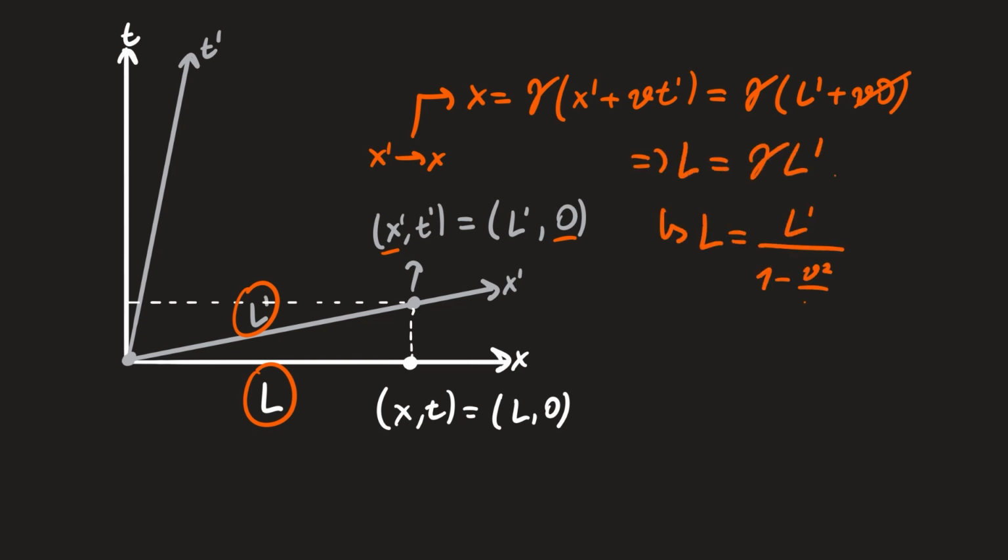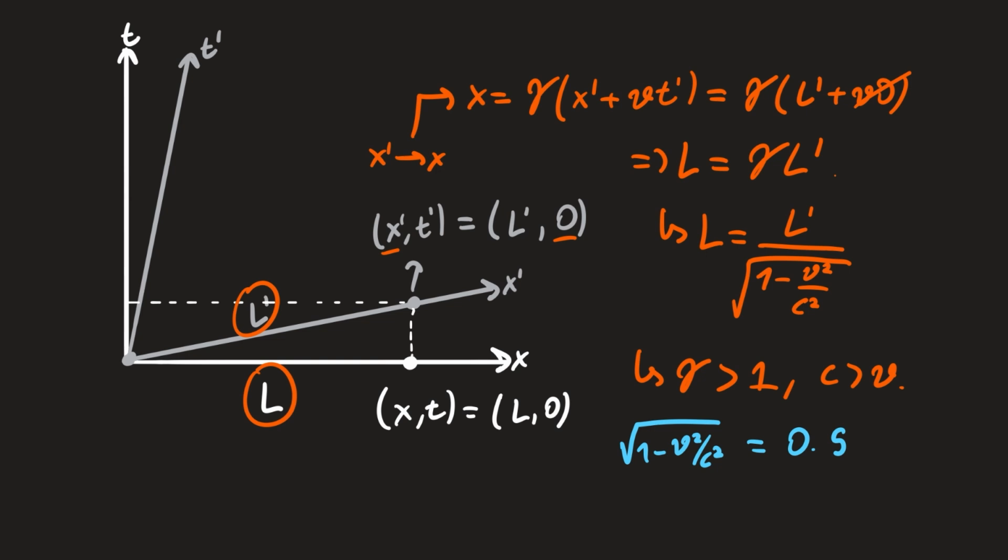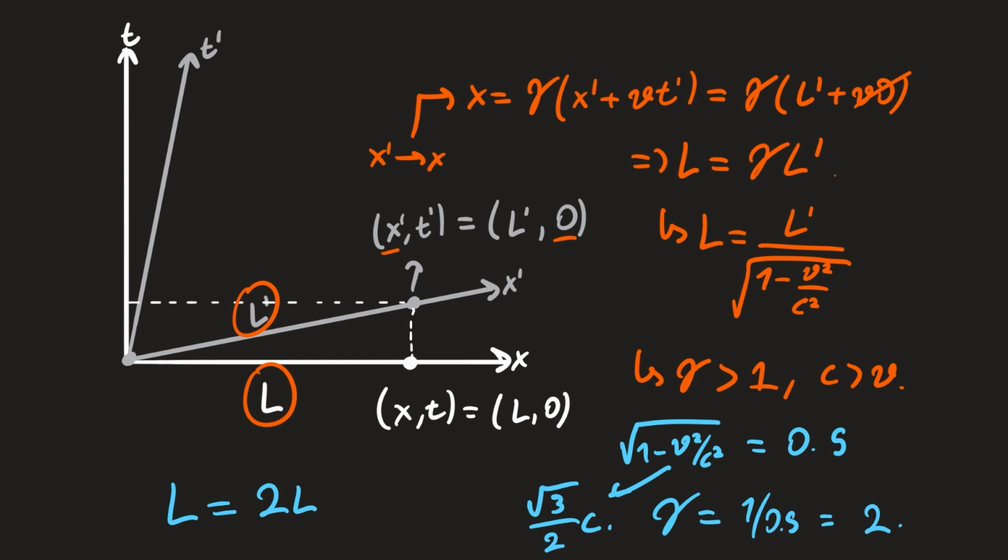Okay, so let's think numbers. This factor of gamma is always greater than 1 because the speed of light is always greater than v. Just to make it easy, I always think that this square root of 1 minus v squared over c squared is equal to 0.5, so 1/2, so that gamma is equal to 2. For this to happen, you need your v to be something like square root of 3 over 2 times c. And so we get that L is equal to 2L prime. L is larger than L prime.